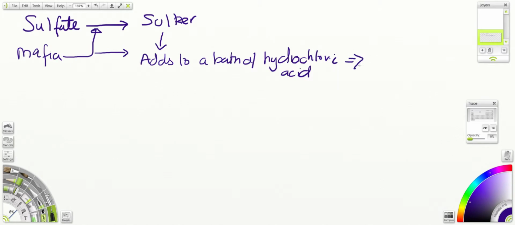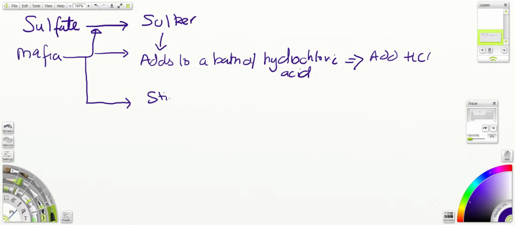So he adds it to a bath of hydrochloric acid. What this means is that you take your sulfate ions and you add hydrochloric acid. Then, just to make sure the job is done, the mafia boss stirs the solution, the sulfate ions or the sulca, with the hydrochloric acid. So this sulca is not surviving.